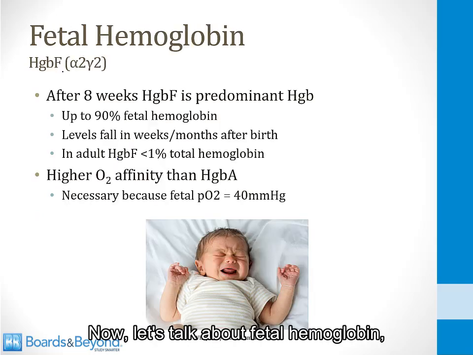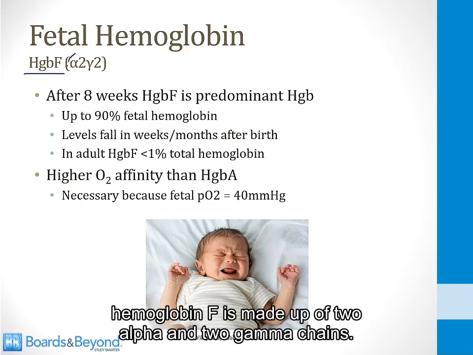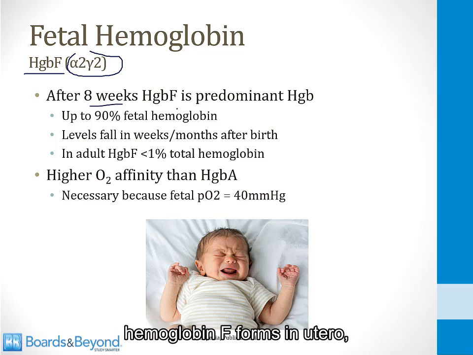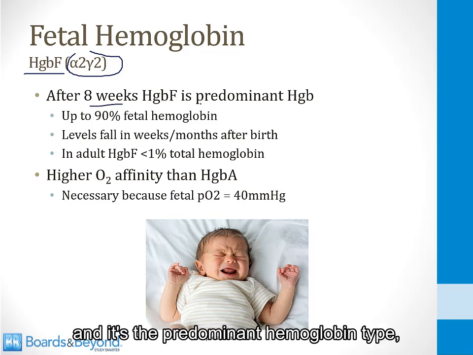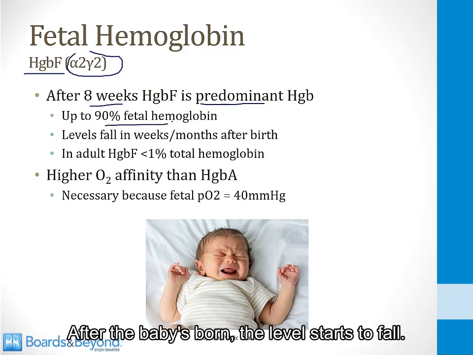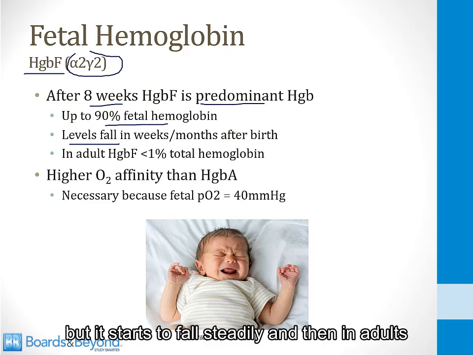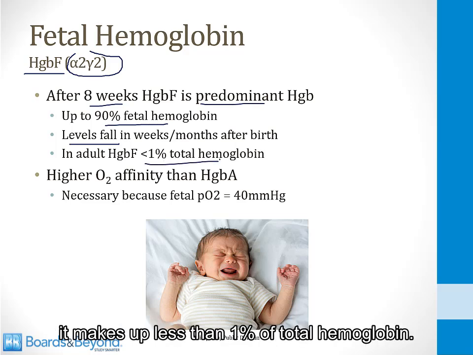Now let's talk about fetal hemoglobin, which is hemoglobin F. And as I told you before, hemoglobin F is made up of 2 alpha and 2 gamma chains. After about 8 weeks of development, hemoglobin F forms in utero and is the predominant hemoglobin type. It makes up to 90% of the baby's hemoglobin. After the baby's born, the level starts to fall. There's still a lot of hemoglobin F at birth, but it starts to fall steadily, and then in adults it makes up less than 1% of total hemoglobin.